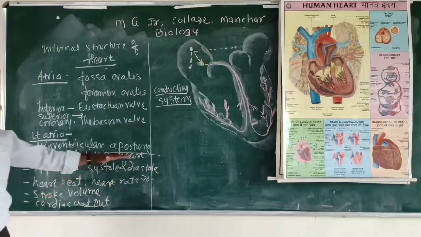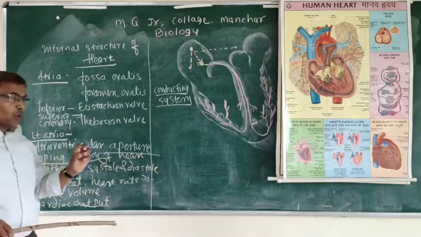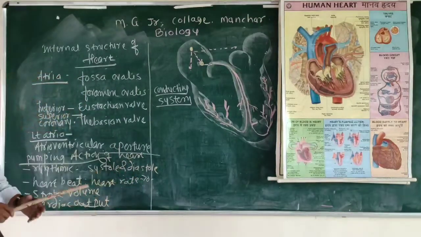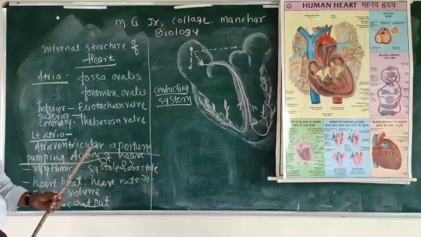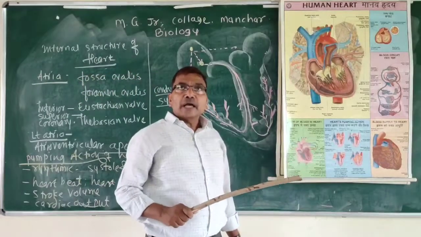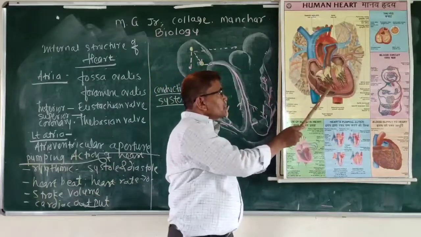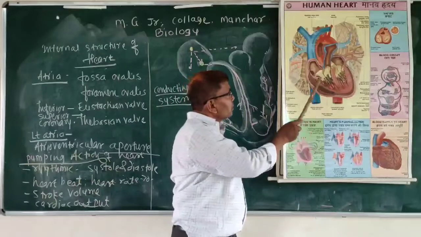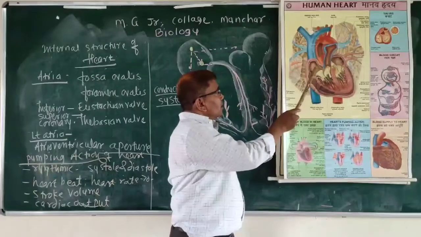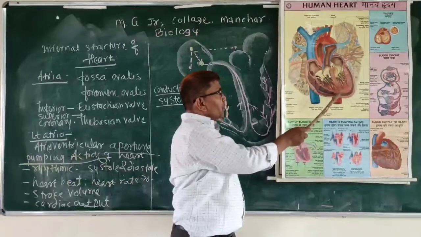The pumping action of the heart is a rhythmic process in which contraction and relaxation take place. Contraction is called systole and relaxation is called diastole. One heartbeat includes one systole and one diastole, in which systole of the atria is continued into the ventricles, and the ventricles contract. After atrial contraction, ventricular contraction takes place.